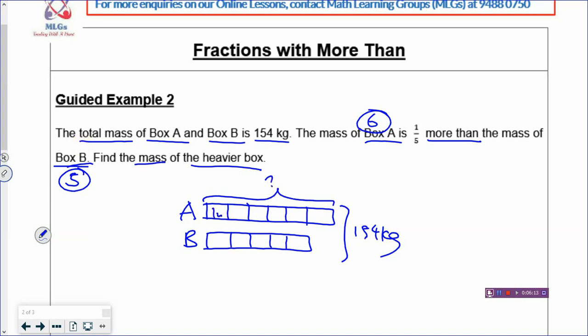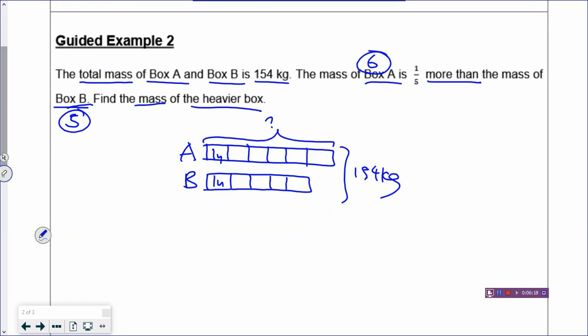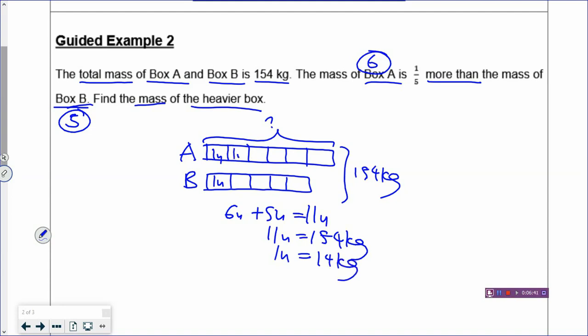So again, all the boxes are the same. They look equal, so you call them units. So you have 6 units of box A and 5 units in box B. So the total mass is 11 units. So 11 units is equal to 154 kg. And then you can find 1 unit, which is 154 divided by 11. So your 1 unit is 14 kg. And then you can find the mass of the heavier box, which is 1, 2, 3, 4, 5, and 6 units. So 6 units will be 14 times 6.